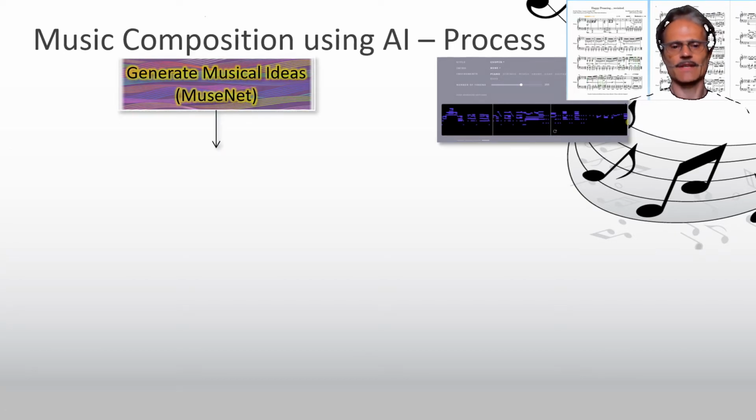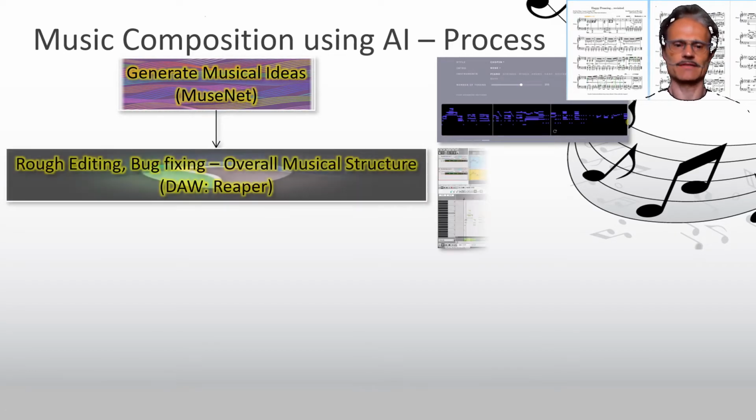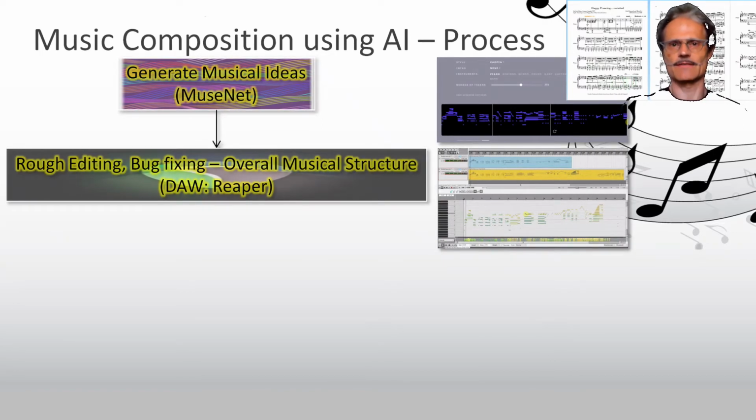The next step is to create the overall musical structure of the piece by combining the musical fragments together. This is done in a so-called digital audio workstation software, or DAW, here Reaper. Most edits are done on the level of blocks of music, lesser on individual notes. A lot of bug fixing is necessary because MuseNet makes mistakes.